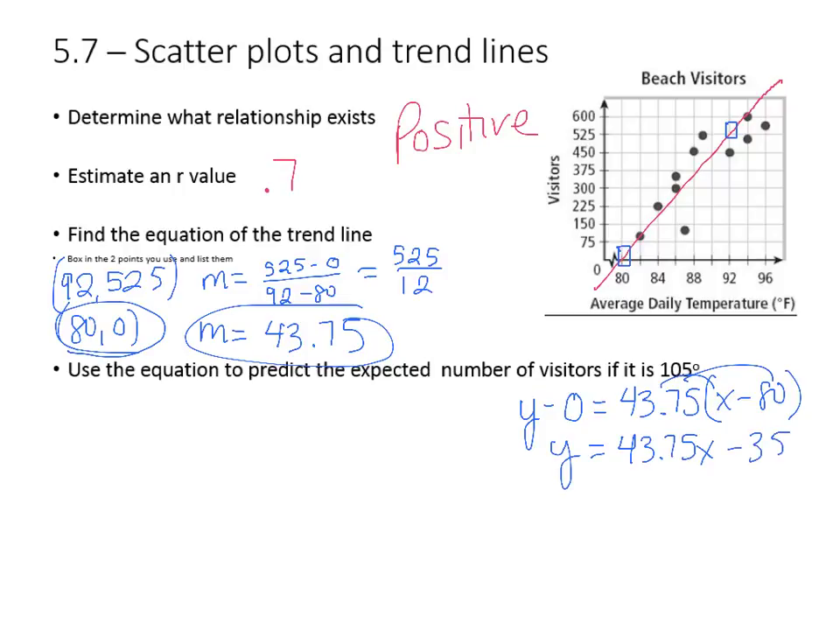Minus 3,500. All right, there's our equation. Now, the last question says, use your equation to predict the expected number of visitors if it's 105 degrees. All right, so let's look at this.